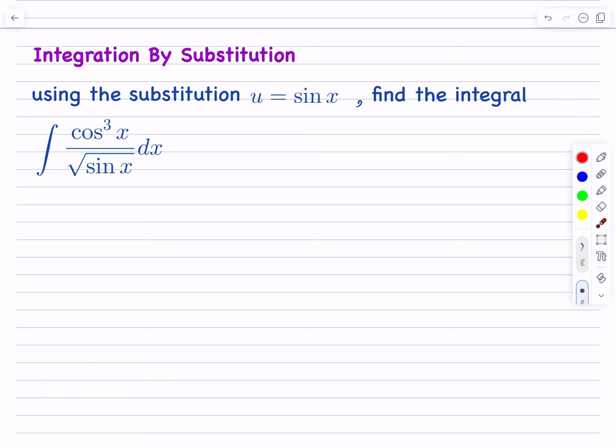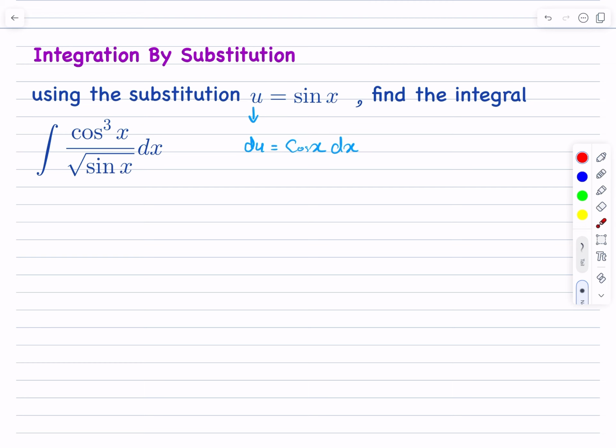So here we will replace this sine x by u, but then we have to find a way to replace dx and cosine x also in terms of u. So first, whenever we are given an integration by substitution, first we need to differentiate this substitution itself. So now when we differentiate, the u will become du. When we differentiate sine x, it will be cosine x times dx. So this is the derivative of the substitution.